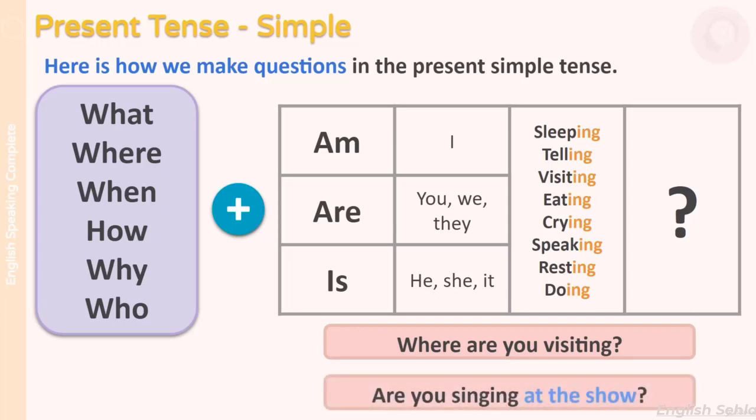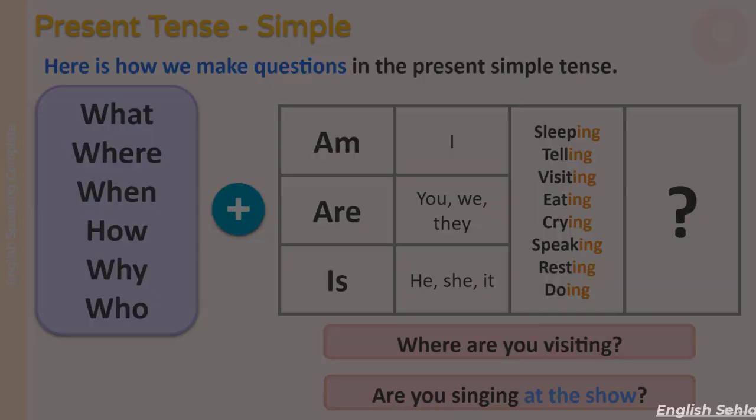Are you singing at the show? Two things to note. I don't use one of the 6 W words in this last example. I use are straight away. Are you singing at the show? And I also add a bit more information in blue, at the show. So this is how we can use the present simple tense for making and forming questions. So really important in terms of creating questions, which is important, of course, for conversation.